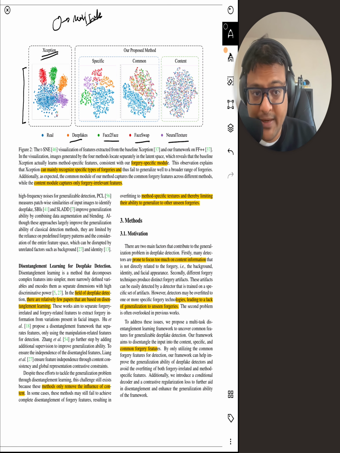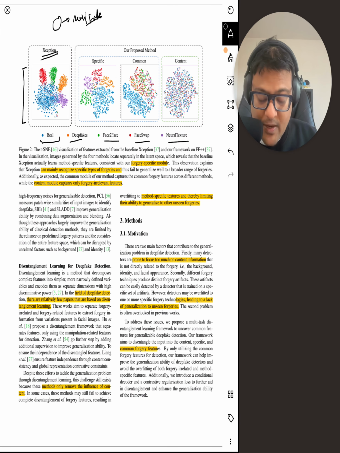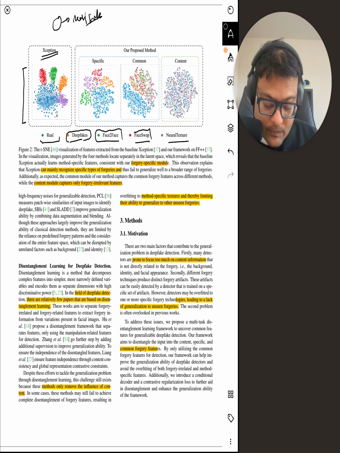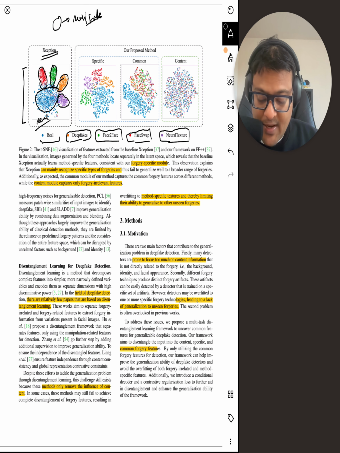So let's say your training set consisted of five kinds of things. One is real images, and four types of models were used to generate four kinds of fake images. Then if you plot the t-SNE, you can see there are four regions corresponding to different fake methods, and one region corresponding to the real images. So during inference, if you are given forgeries from the same models like Deepfake, Face2Face, FaceSwap, and NeuralTextures, it will be able to detect them well.